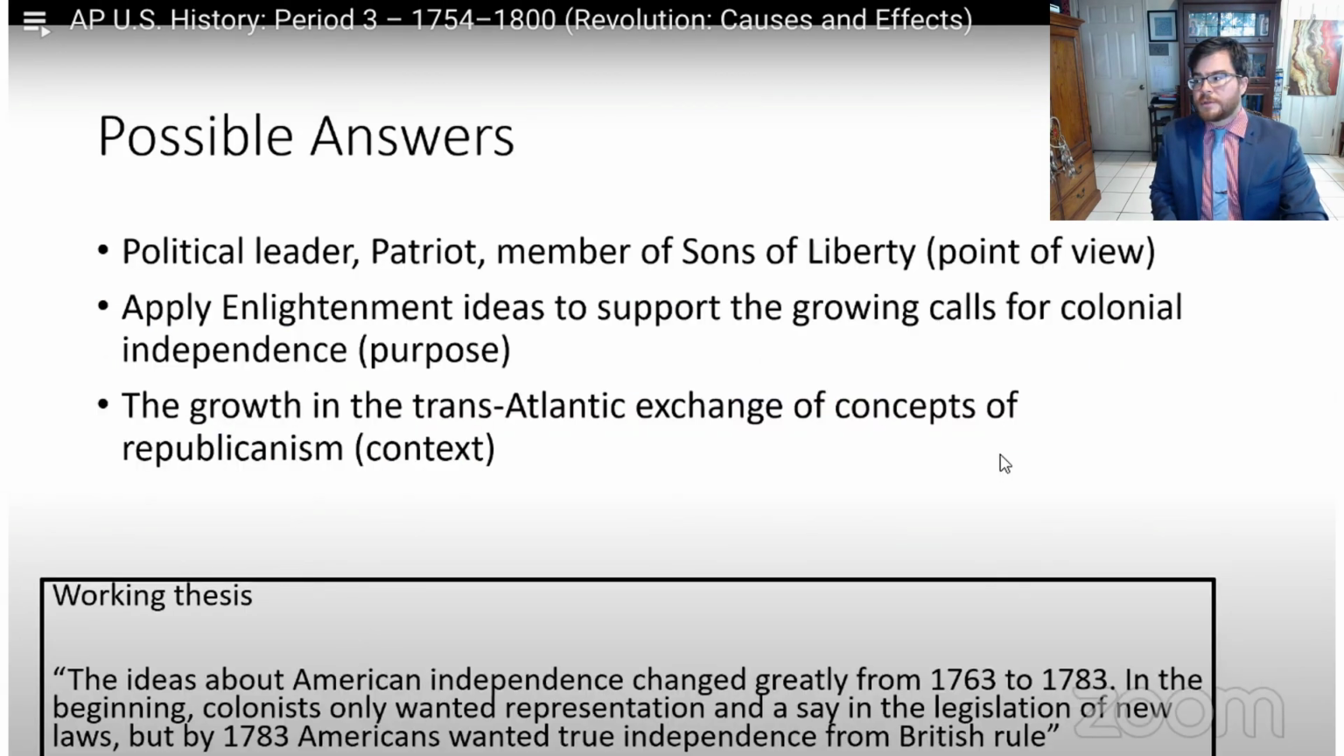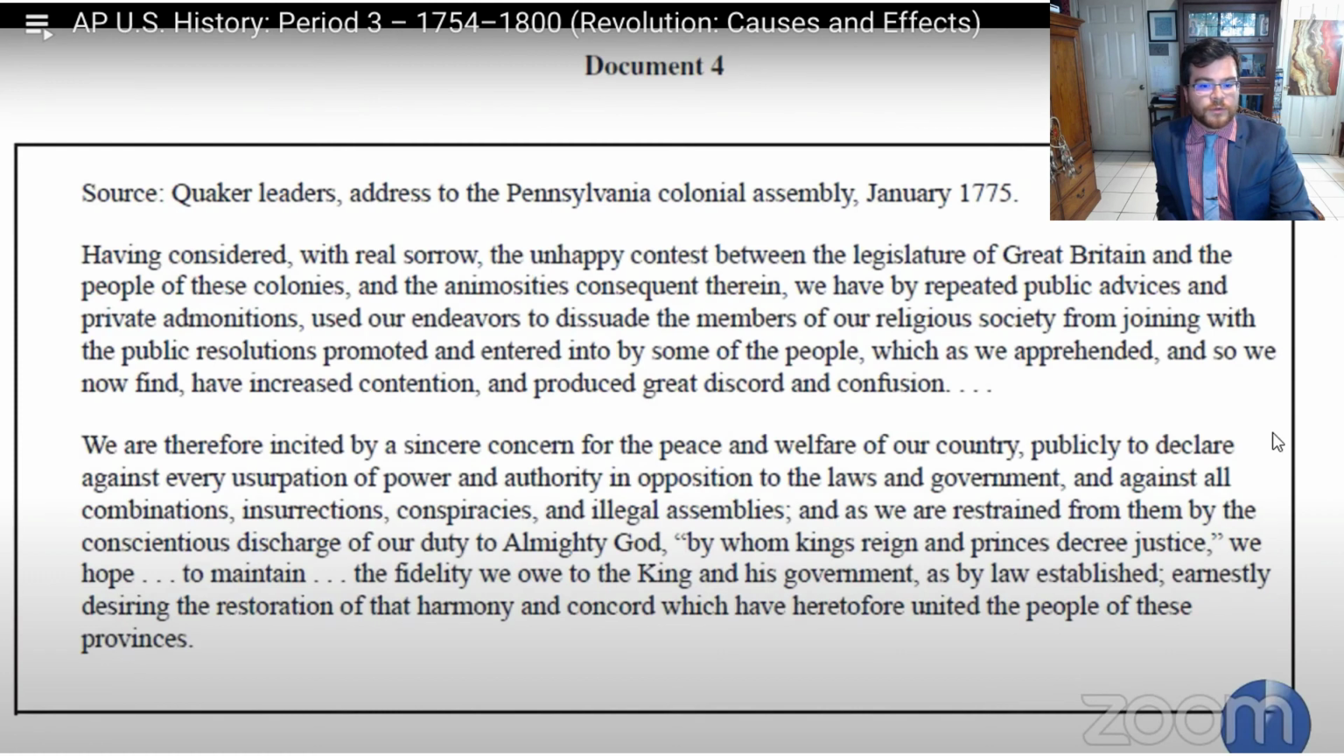Okay, so purpose: apply Enlightenment ideas to support the growing calls for colonial independence. This is point of view. Remember, Sam Adams is a Son of Liberty, right? Political leader. Context: transatlantic exchange, concepts of republicanism. Okay, 30 seconds on the clock. Starting now.